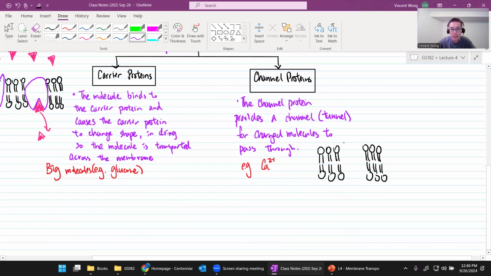So there it is. We have an integral protein. That means it goes all the way through, and there's a tunnel in the middle.